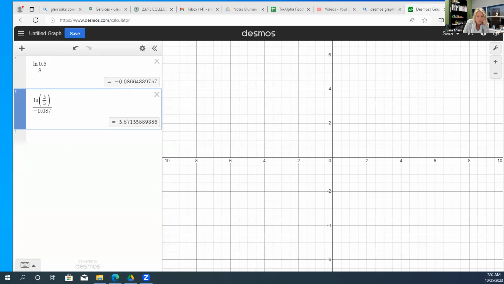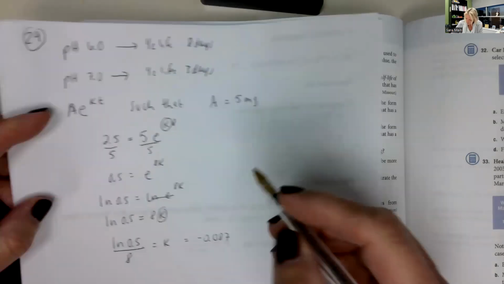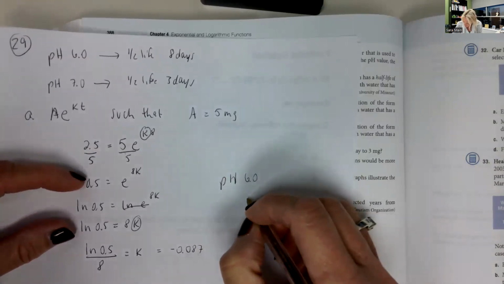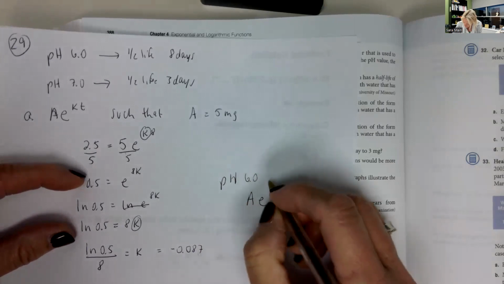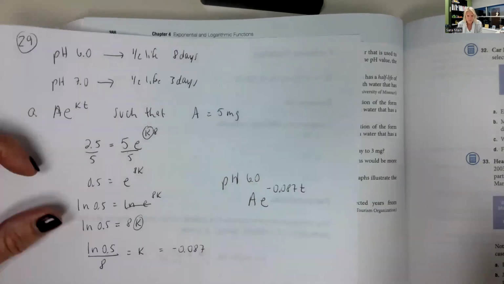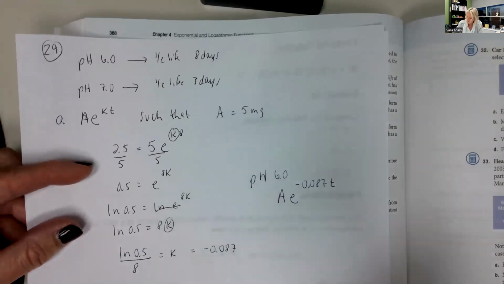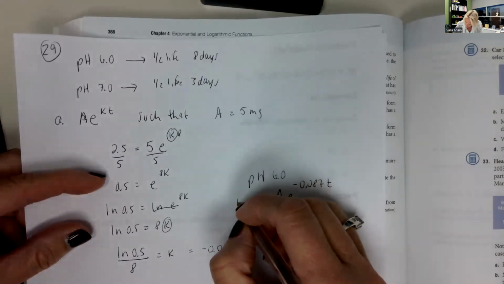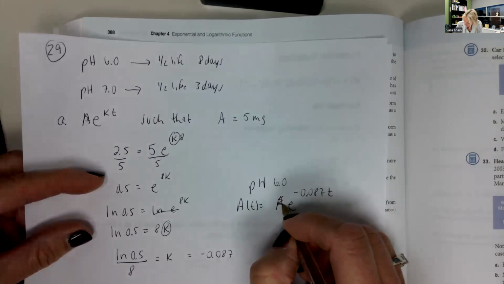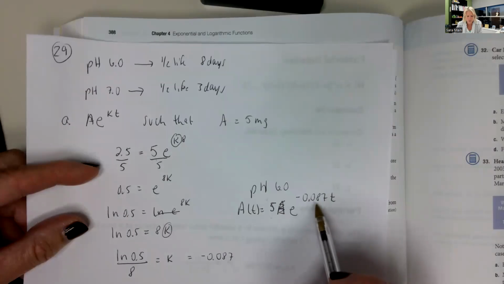Okay, so let's go back to my paper. So the equation for the pH of 6.0 is going to be A e to the negative 0.087 t. And for this particular one, we're going to replace A with 5, because this scenario only happens for this k when A is 5.